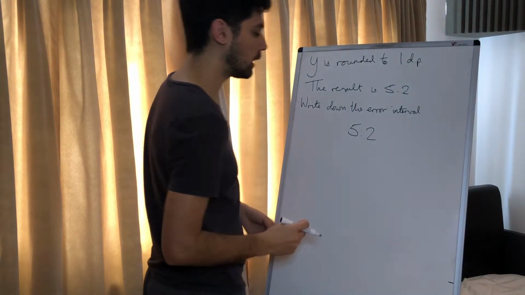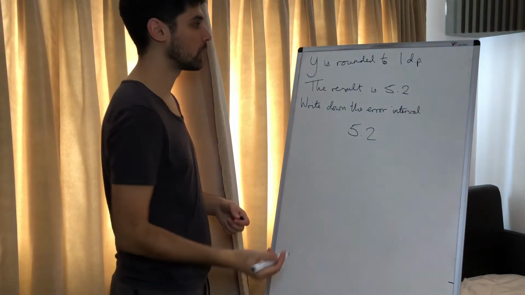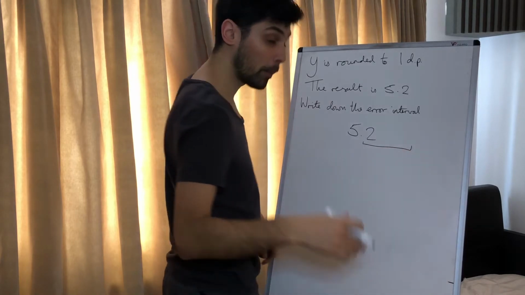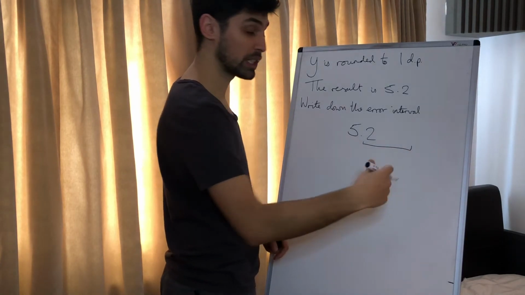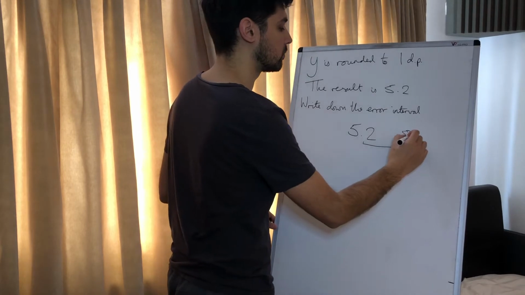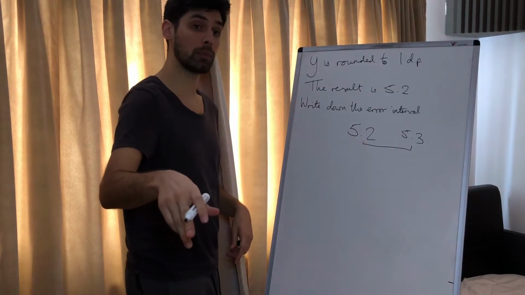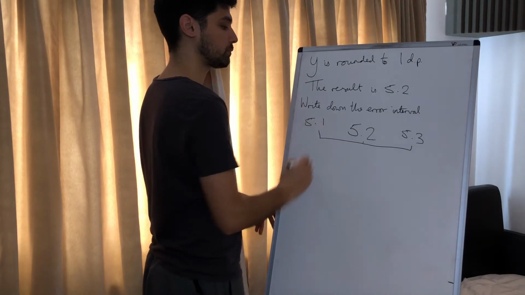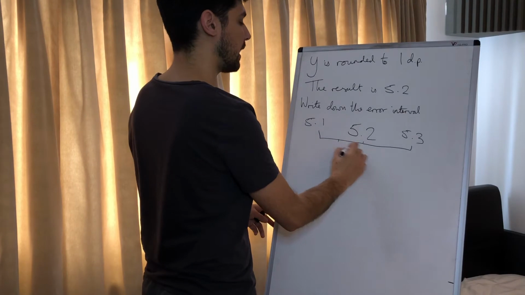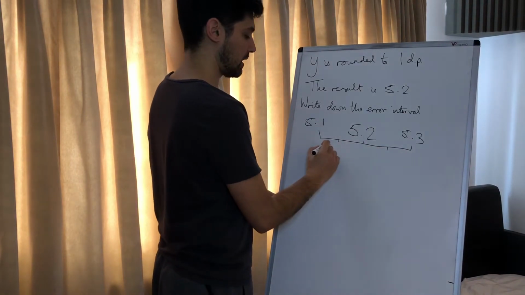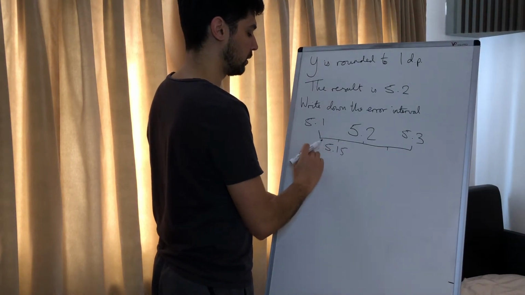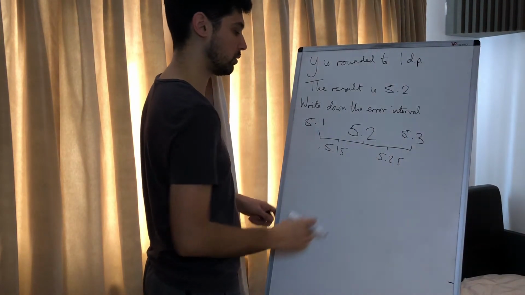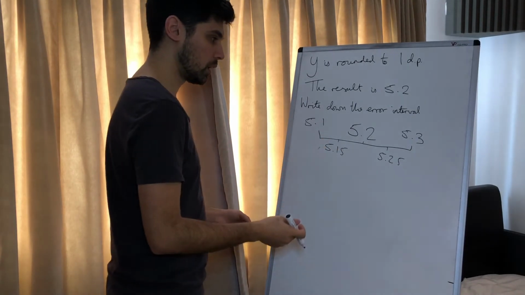Now I've developed a little diagram here to help us out. 1 decimal place. What is the 1 decimal place number above 5.2? Well, that's going to be 5.3. And what is the 1 decimal place number below 5.2? That's going to be 5.1. Now we're going to find the numbers in between these, there and there. So that one's going to be 5.15. That's going to be 5.25. Between, rather. Those are basically our answers.